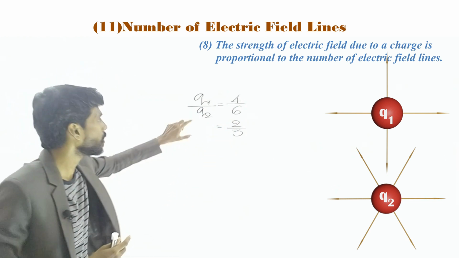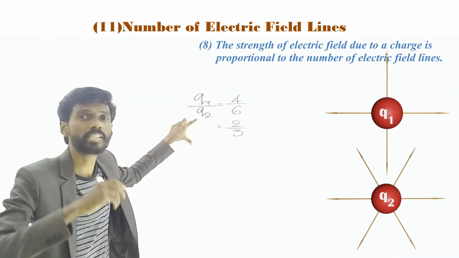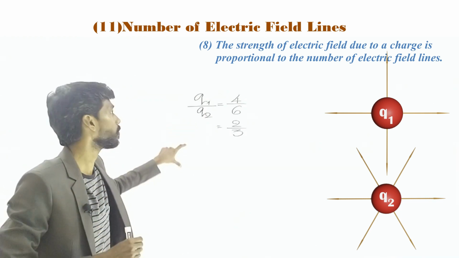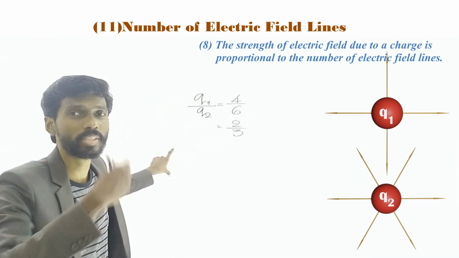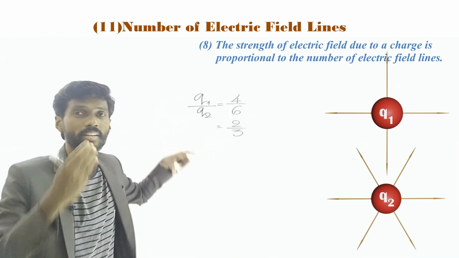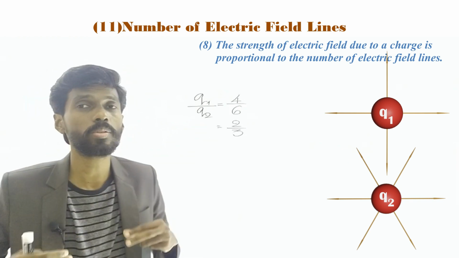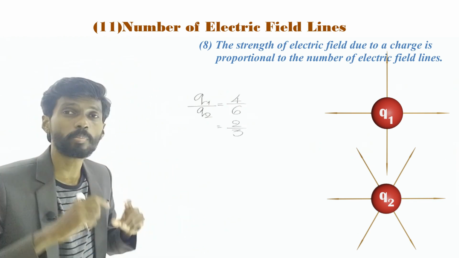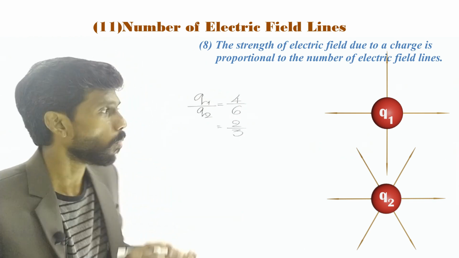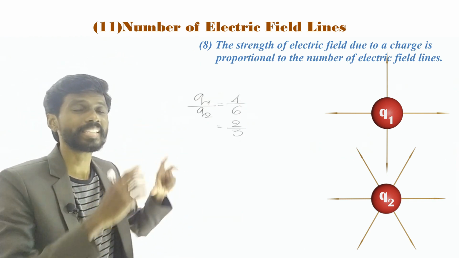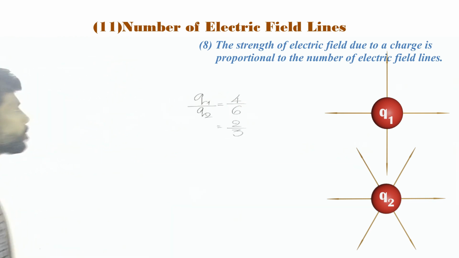Or we can say that this Q2 is 1.5 times stronger. The electric field due to Q2 is 50% more than the electric field due to the charge Q1, right? That is the meaning of 2:3. 2:3, that means what? 50% more. So Q2 is stronger than Q1 by 50%. So that is the meaning. So the electric field due to a charge is proportional to the number of electric field lines. Do you understand? The more the number of electric field lines, the more is the strength of the electric field due to that charge. So that's it.